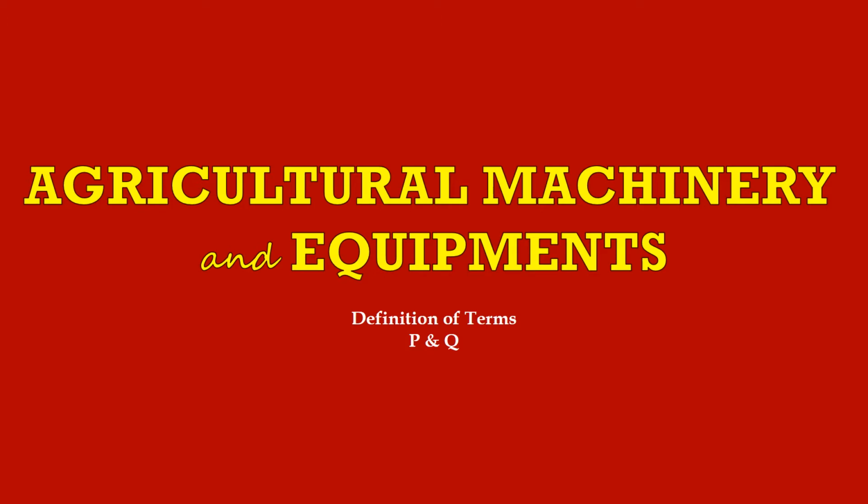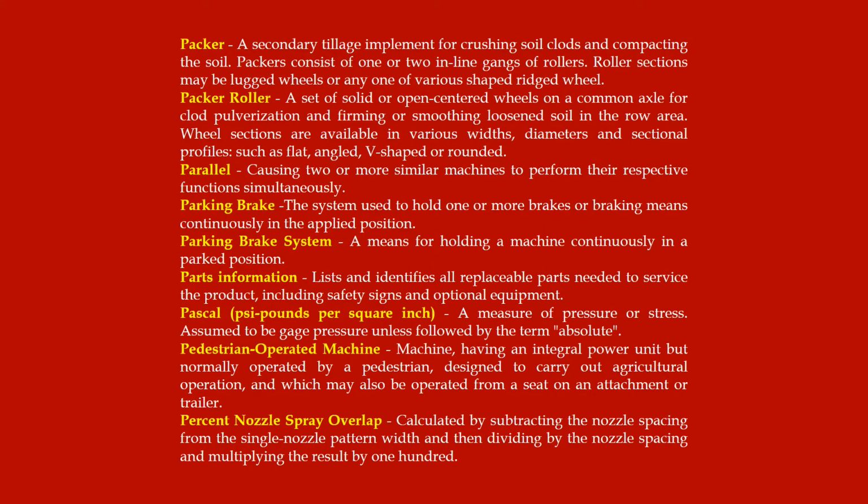Definition of terms, P and Q. Packer: a secondary tillage implement for crushing soil clods and compacting the soil. Packers consist of one or two inline gangs of rollers. Roller sections may be lugged wheels or any one of various shaped ridged wheels.